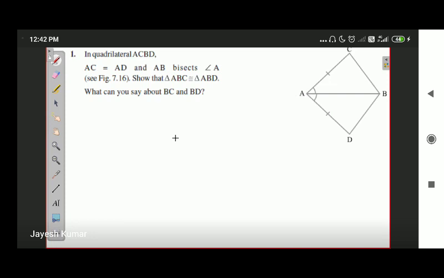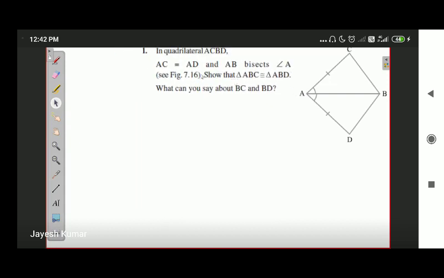Now this is question number 1. In this quadrilateral, we are given a quadrilateral ABCD. This line AB bisects angle A. So what is given to us is, line AB is the angle bisector of angle A. First of all, AC and AD are equal. Line AC and AD are equal.